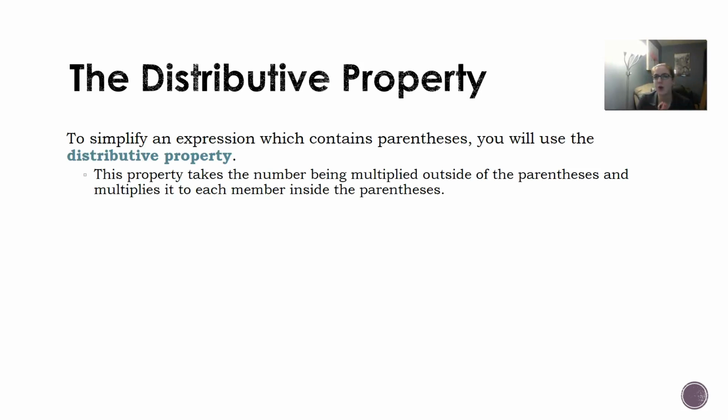So the next property we want to talk about is the distributive property. And this is actually the first part of simplifying, but we teach it second. You'll see why in a second. But to simplify an expression which contains parentheses, we're going to use the distributive property. So if you have parentheses, the only way to get rid of those parentheses is to take what's outside, out front, and is being multiplied, and to multiply it to each term on the inside of those parentheses. So let's see what that looks like here.